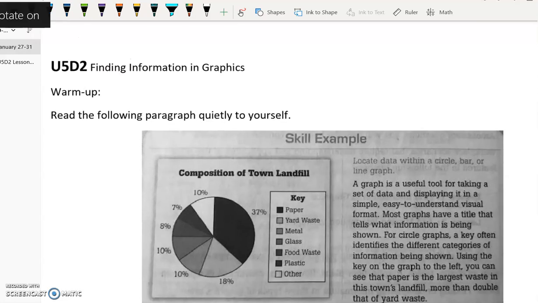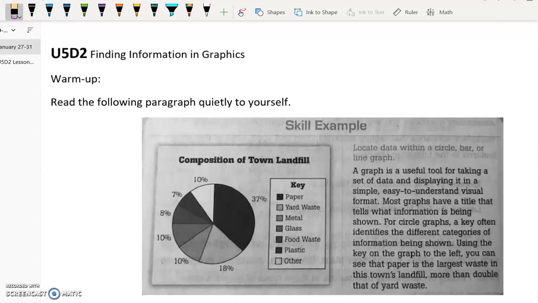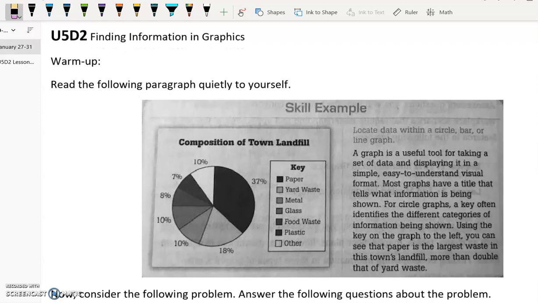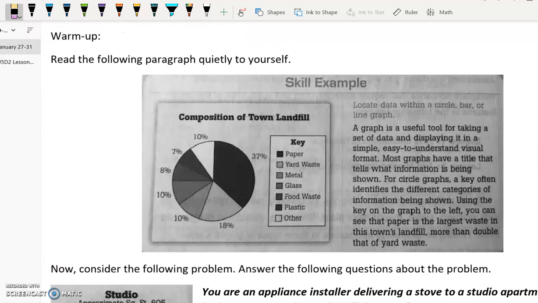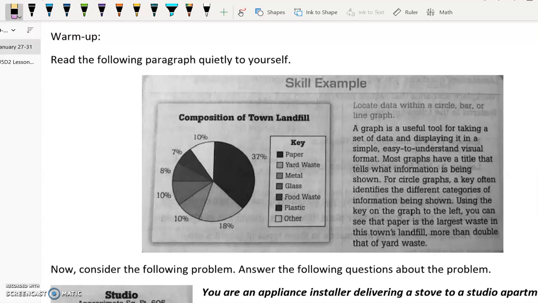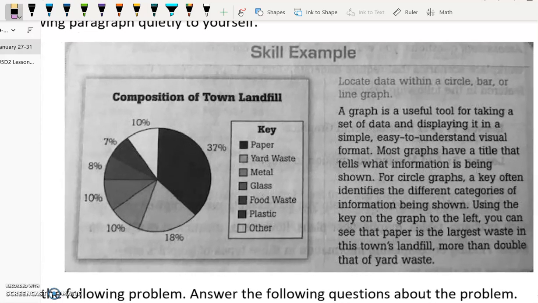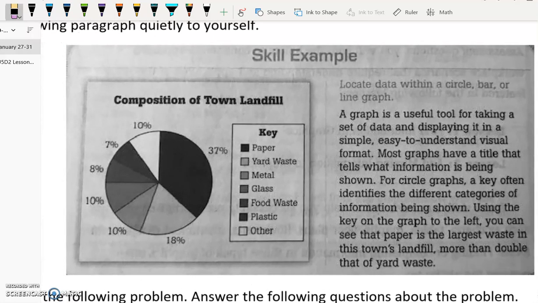We are on to day 2 of the Unit 5 section, which is all about graphs and being able to read graphs and interpret them. So for our warm-up here, I just want you to read this very short, quick paragraph related to pie charts. So take a moment, pause the video, and read this paragraph to yourself.